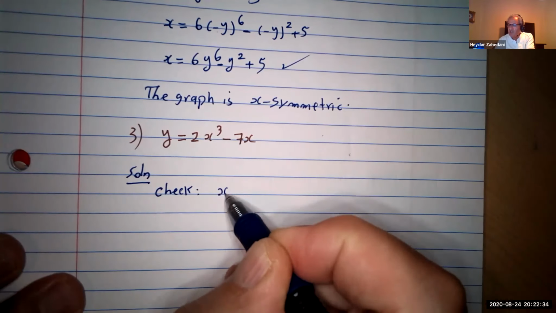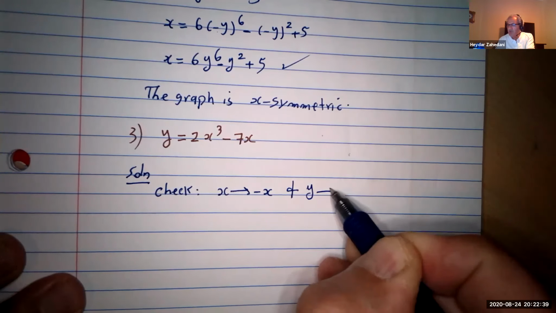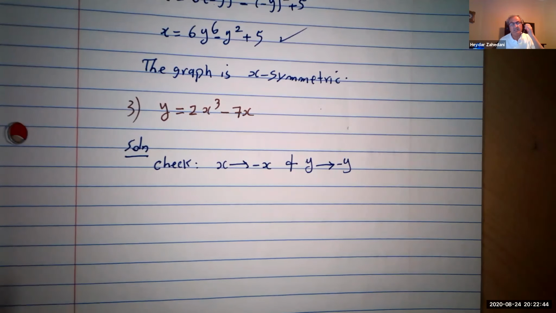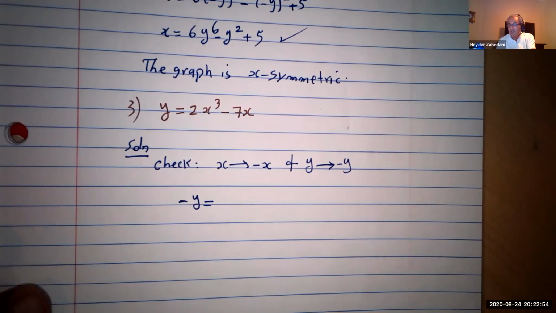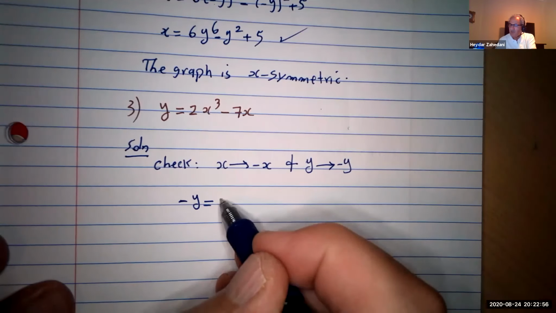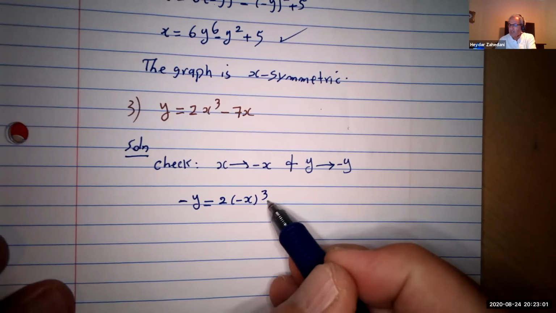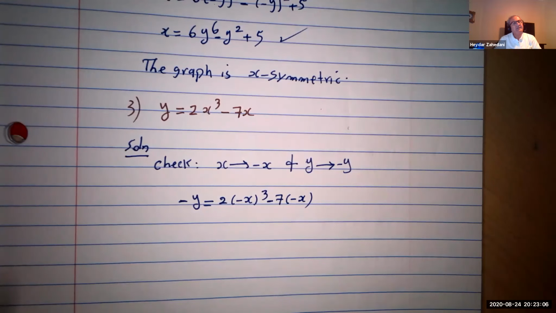This time you change the x into the negative x. At the same time, you change the y into the negative y. This is the only possibility that you have to test, okay? Because the first and the second are not. So substitute. We change the y into negative y, equal to, must use parentheses, remember, 2 times a negative x cubed, minus 7 times a negative x. Use the parentheses. Now simplify.